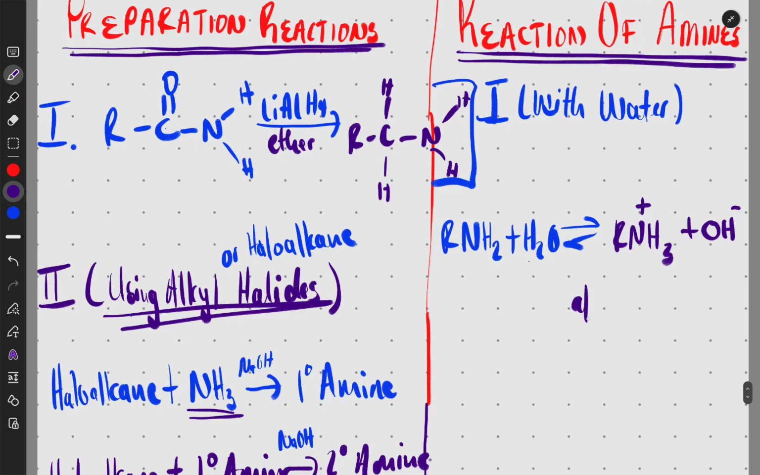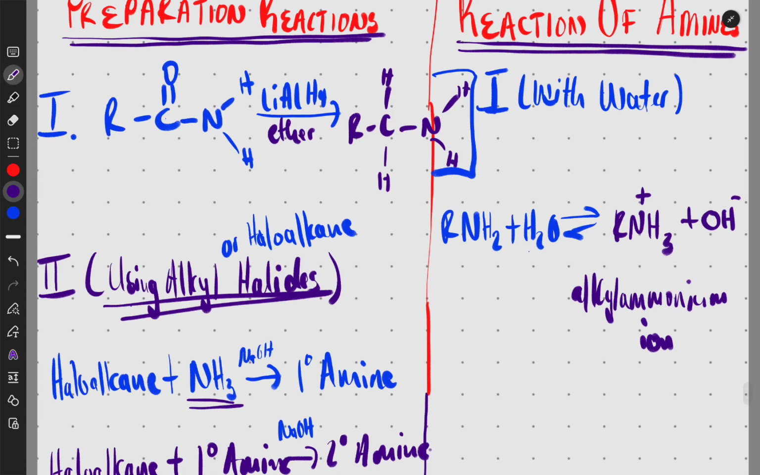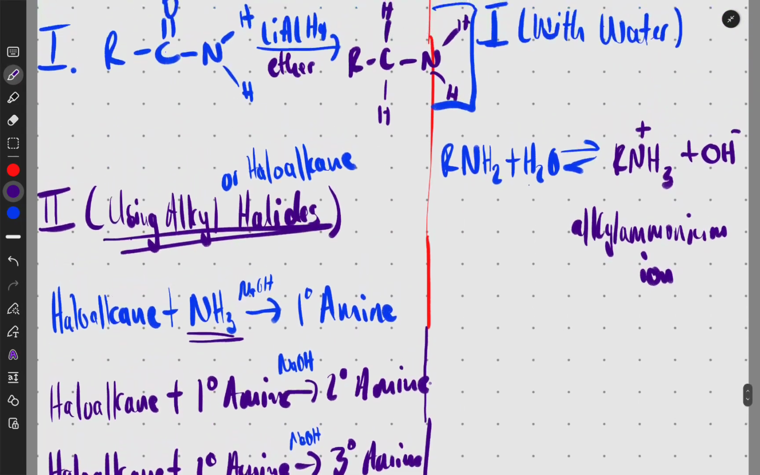We'll call this an alkyl ammonium ion, because it's an ion. You say to me, what? Isn't the OH minus going to be attracted to him because it's positive? Well, you leave it like that for some reason.